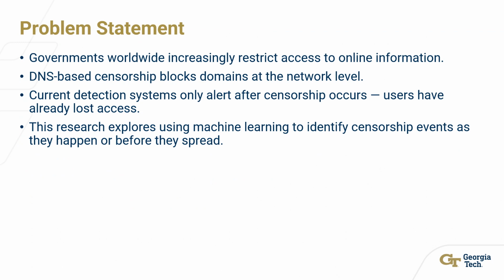Okay, so for problem statement, around the world, governments and organizations are increasingly restricting access to information online. One of the ways it's happening is through DNS-based censorship, where the access to the website is blocked at the network level. This means that current detection systems can only identify censorship after it's already happened, and users lose access to the content they're trying to get or use at the moment. Now, the goal of our research is to use machine learning to identify when censorship is occurring or even detect it before it spreads.